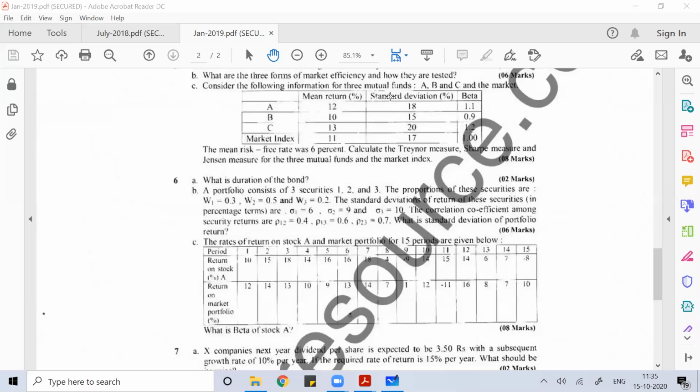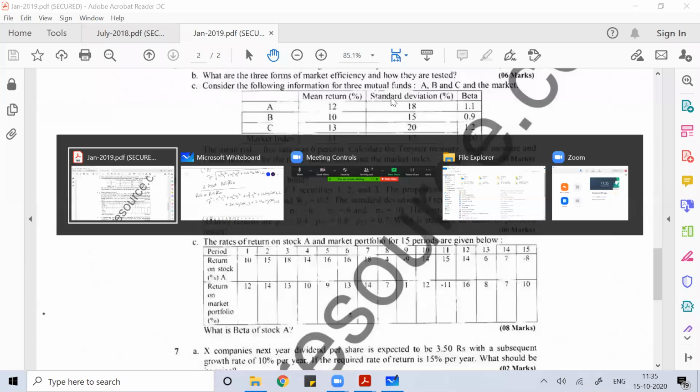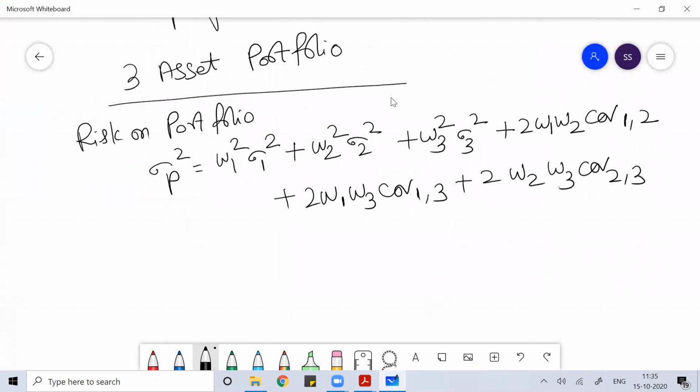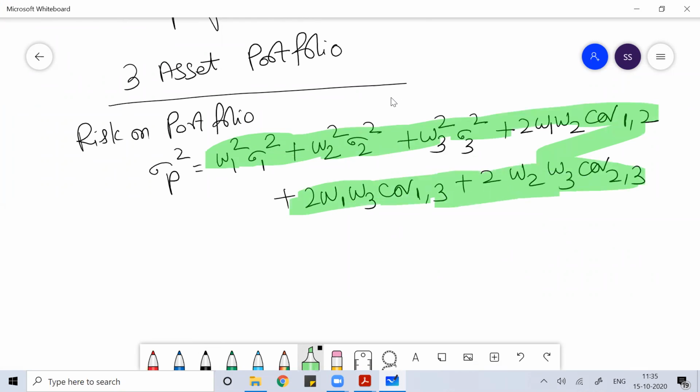Remember, they are asking you for the standard deviation. So whatever answer you get, you have to take the square root of that. What you get first is the variance of the portfolio.